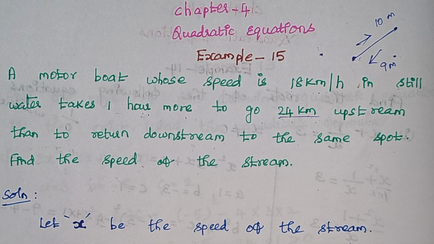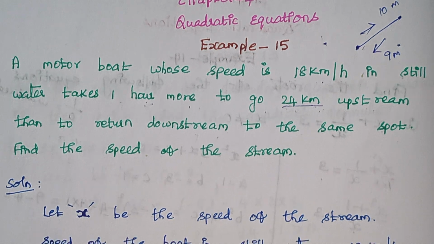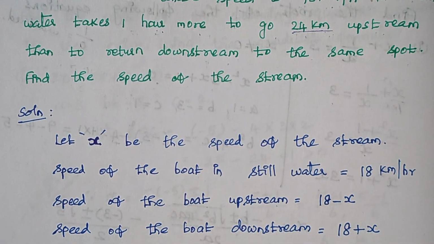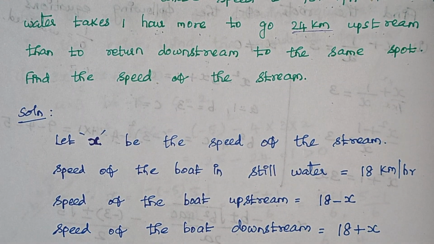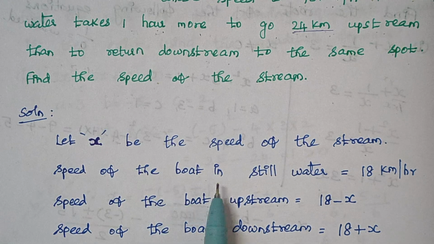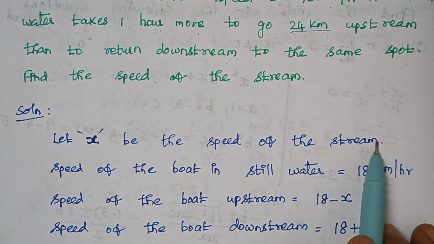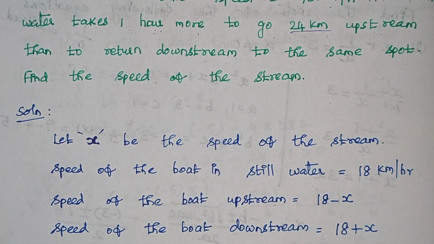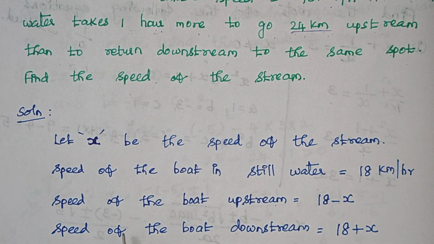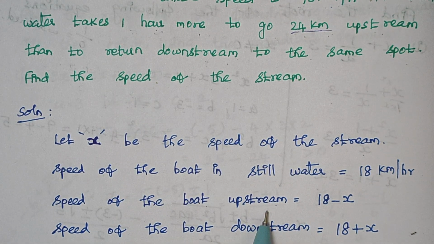Now we are asked to find the speed of the stream. So first let x be the speed of the stream because we don't know what it is. So let it be x. The speed of the boat in still water is given as 18 km per hour. Then the speed of the boat upstream.